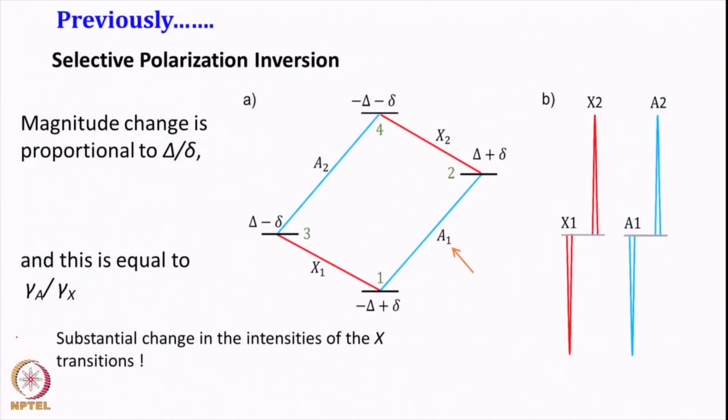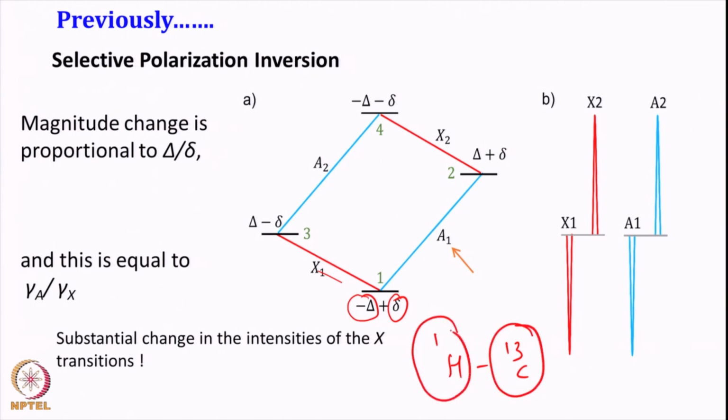Here we discussed that if two spins are coupled, say proton and carbon 13, the energy levels for these two spins are something like this. Big delta is for proton and the small delta is for carbon 13. So, two signals A1 and A2 for proton, X1 and X2 for carbon. This is an insensitive nucleus coupled with a sensitive nucleus, and we want to increase the signal of the insensitive nucleus, which is 13C.